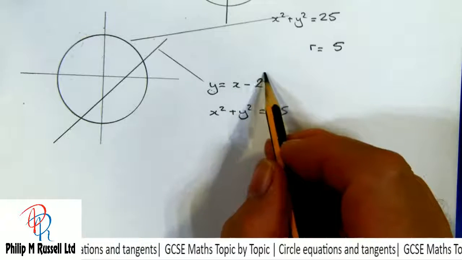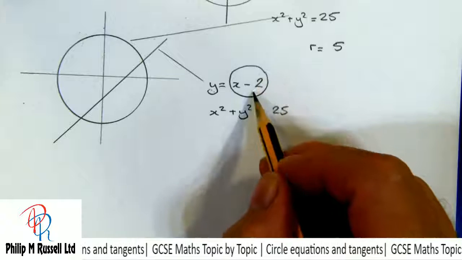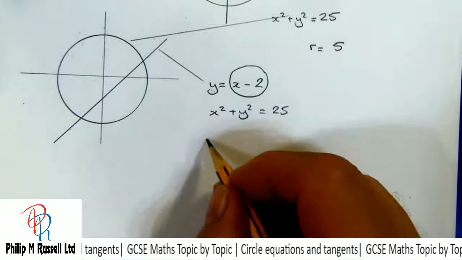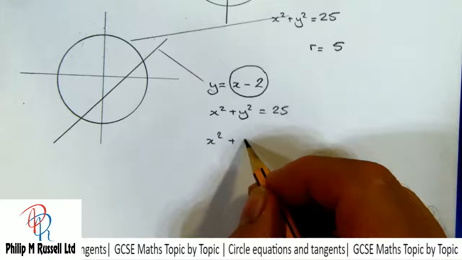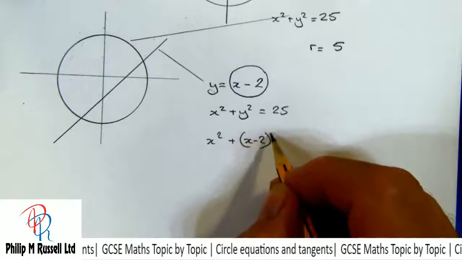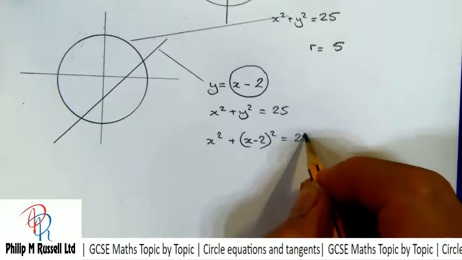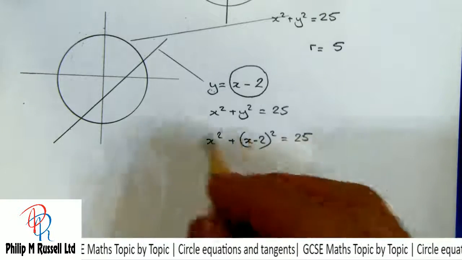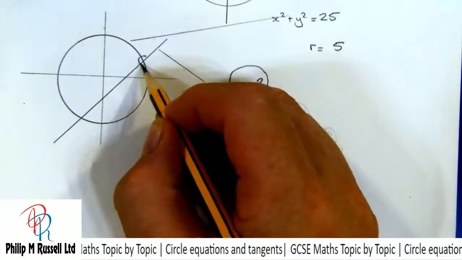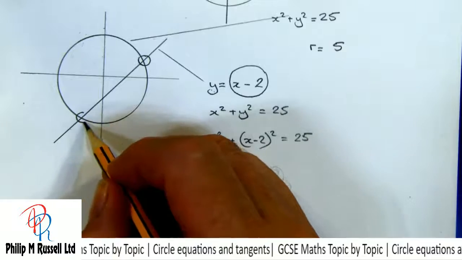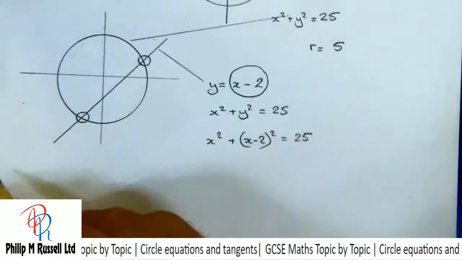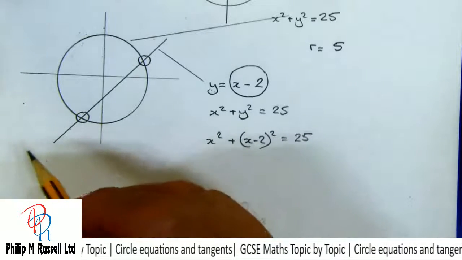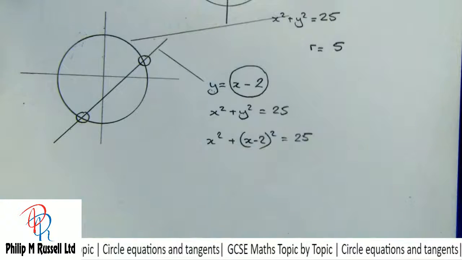I know what y is. It's that value, so I could put that value into y squared. This gives me x squared plus (x minus 2) all squared equals 25. That's going to enable us to work out the coordinates at these two points. And because we've got two points, we're probably going to end up with a quadratic, and it certainly looks like that's what we're going to see here.